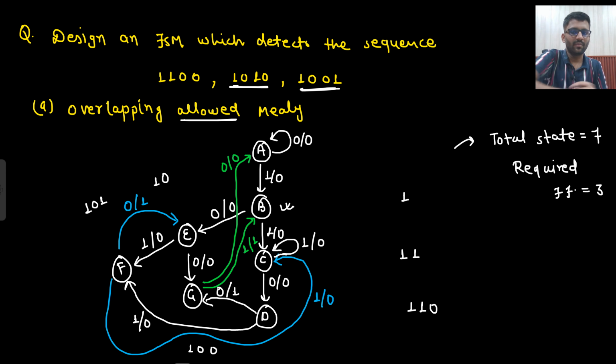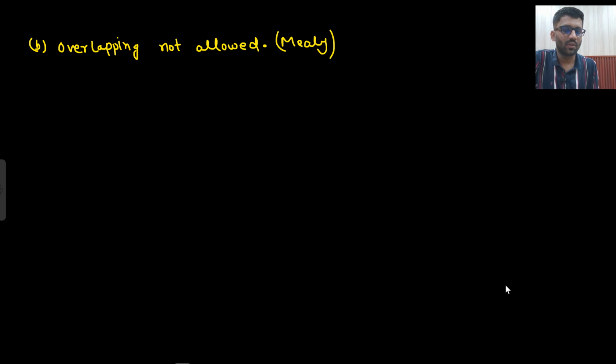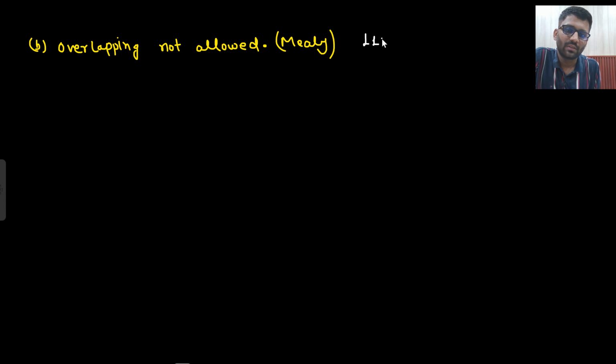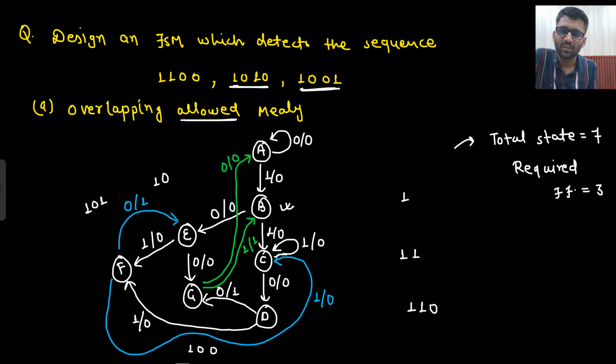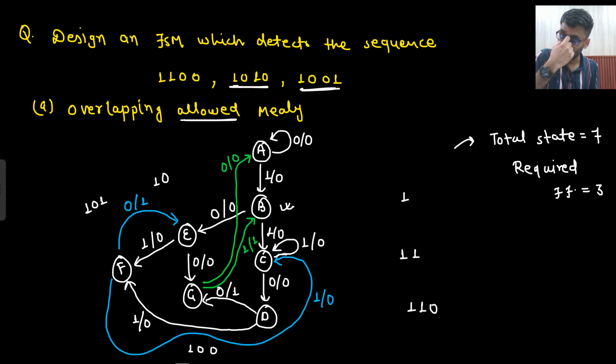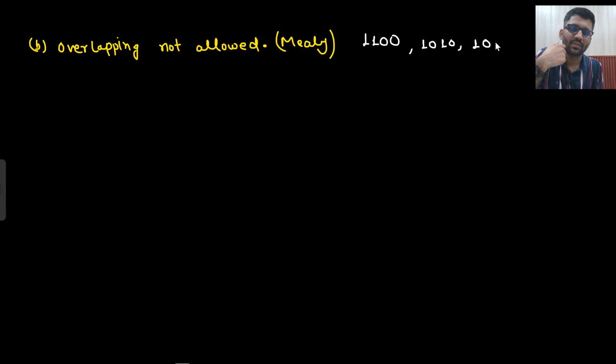Let's try making for overlapping not allowed. It would be easy only. What I need to detect? 1 1 0 0, right? 1 0 1 0, and then 1 0 0 1. So let's start from A. First I will look at this sequence only. So if I am getting 1, I am happy.